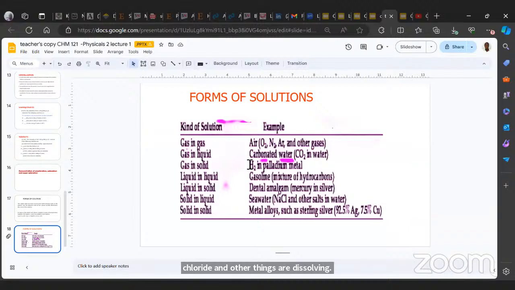We have solid in solid. I've told you of gold, different carats of gold, and metal alloys, different types of metal alloys. They are all solutions.